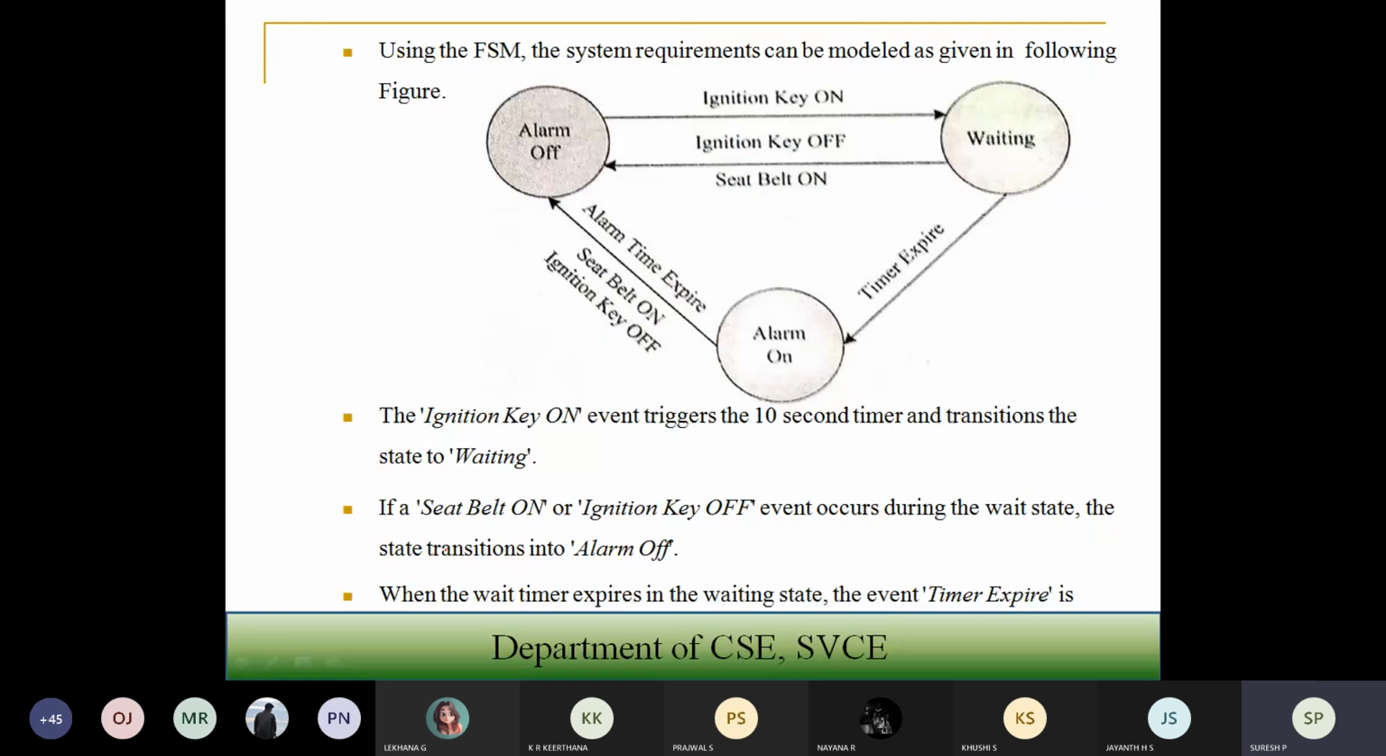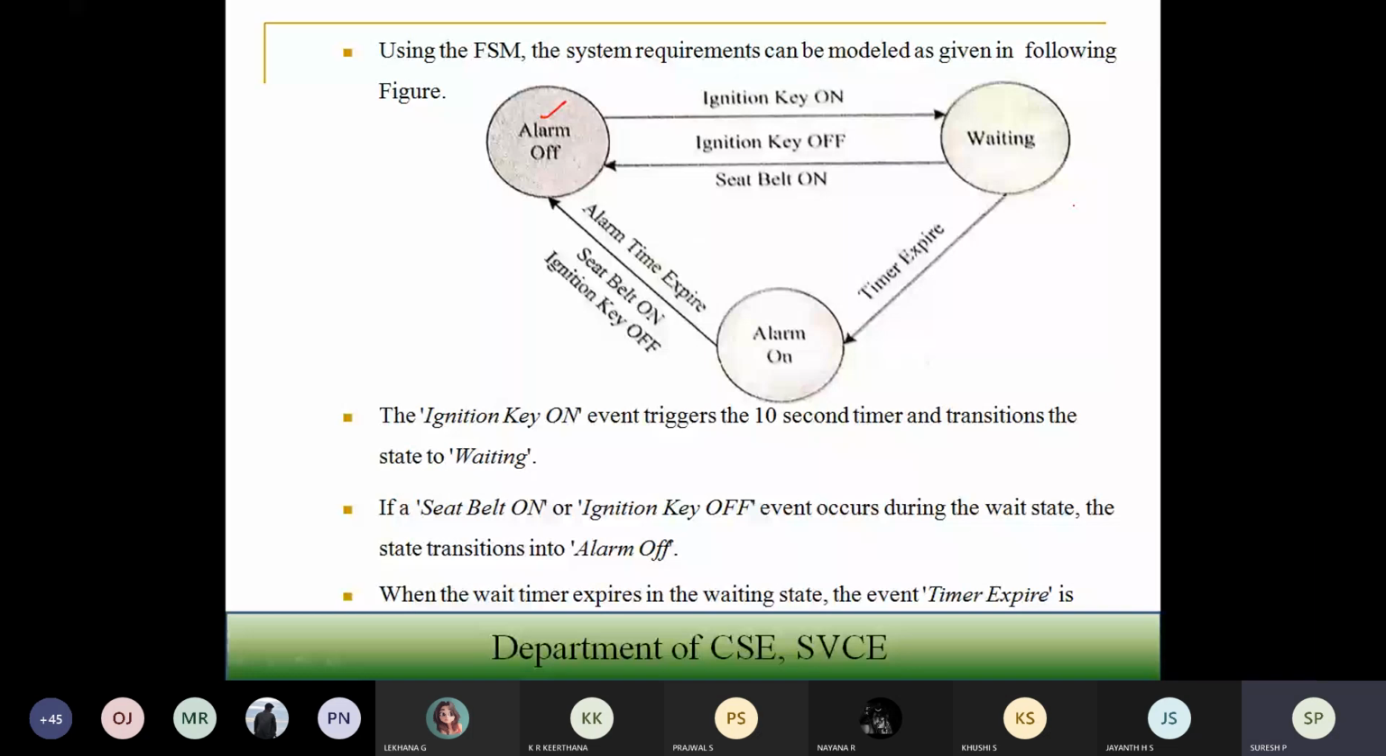Now, when it comes to the finite state model, how will it be represented? Initially, assume that your alarm is off. Initially, I am going to consider that the alarm is off, as you can see on the left side. When does it change from alarm off to the waiting state? It goes from alarm off to the waiting state when your ignition key is turned on. When the ignition key is on, it goes to the waiting time. That is how long? It is 10 seconds.